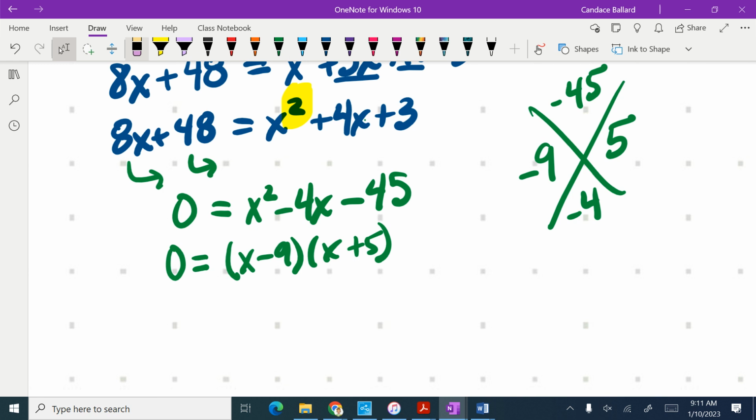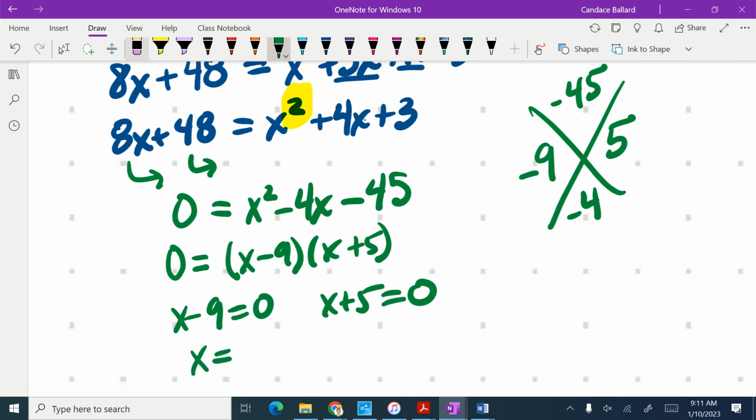What property do we need to apply? Zero product property, right? That's some of the vocabulary Mrs. Ballard expects you to have. So that just means split them both up and set them equal to 0. Totally forgot to celebrate when the fractions were gone, didn't I? Oh, well, next time. All right, what are we going to do with that 9 to get it to the other side? Add. Good. What are we going to do with the 5 to get it to the other side?